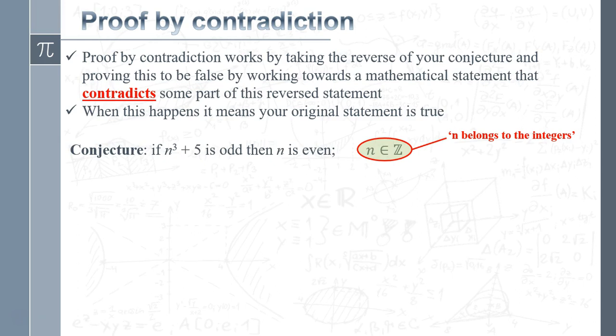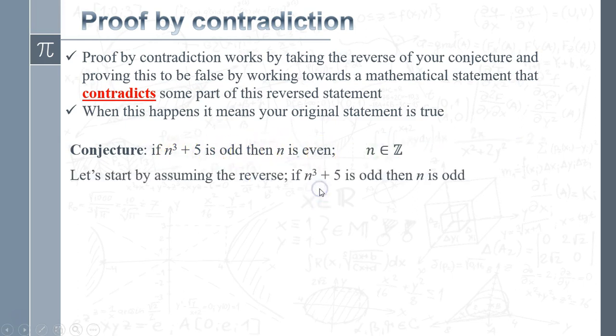So, first things first, we're going to take the reverse of our conjecture. Our conjecture said if n cubed plus 5 is odd, then n is even. The reverse, therefore, is that n is odd. And this reversing of our statement is called the negation. So I'm going to refer to that statement from here on in as the negation of our statement.